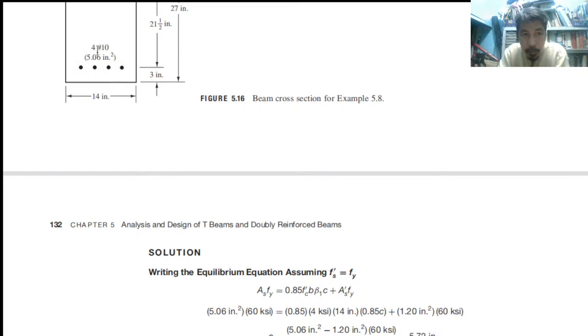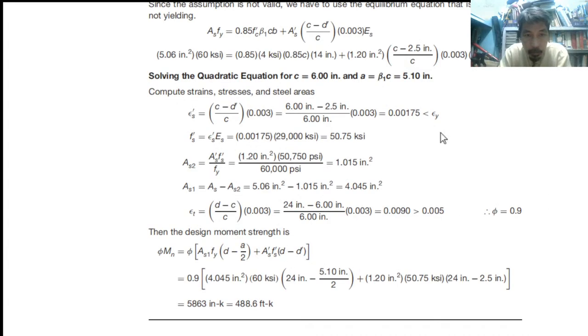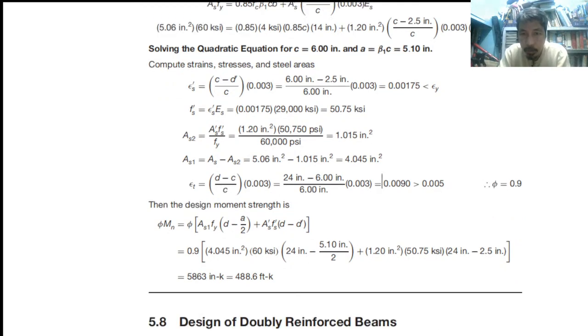Number 10 times 4, 5.06. You have to compute that. So that computation is right here, 5.06. Okay? So minus this one. Then, again, ratio in proportion for our tension strain. Okay, so tension strain, therefore 0.009. And that is ductile, so therefore this is okay. Another assumption that we prove to be okay.